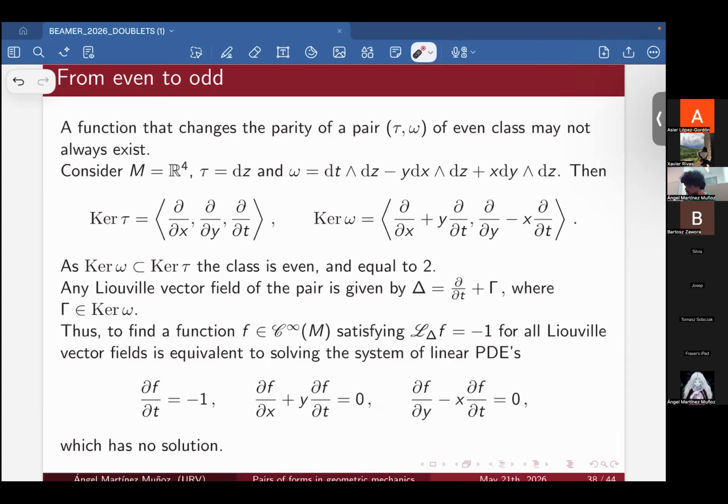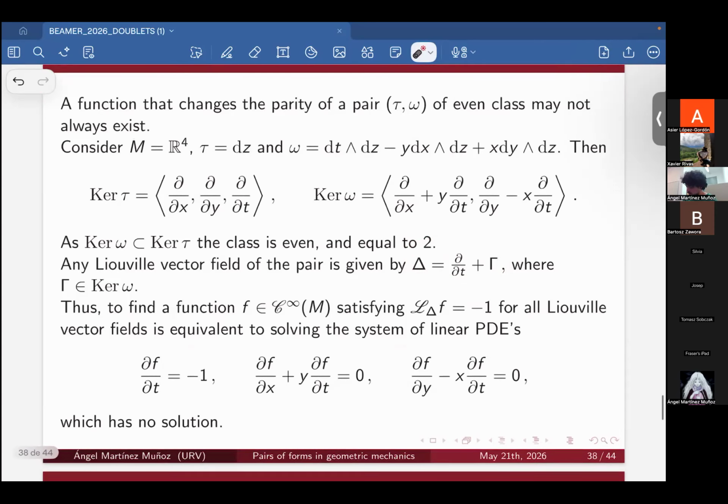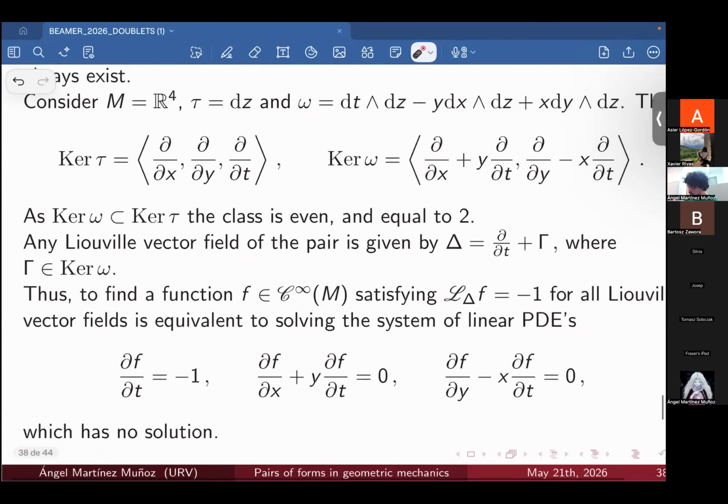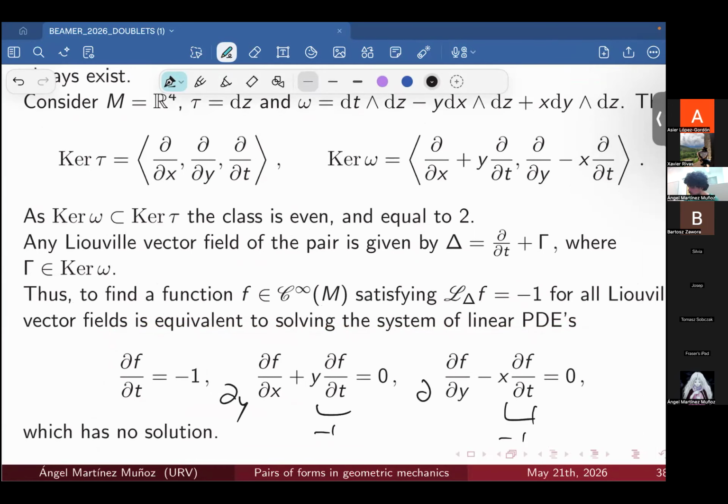And so, okay, the Liouville vector fields are this one, plus the things that are in the kernel of omega. And then what you would need to do is find a function, right? Remember, because we're just considering the case of these things, find a function that satisfies this for Liouville vector fields. This gives you a system of linear PDEs, this one here, which cannot be solved. Why? Because if you put this -1 and this -1, and then you do the mixed partial derivatives here and here, then you get that they need to be different things. So this has no solution.